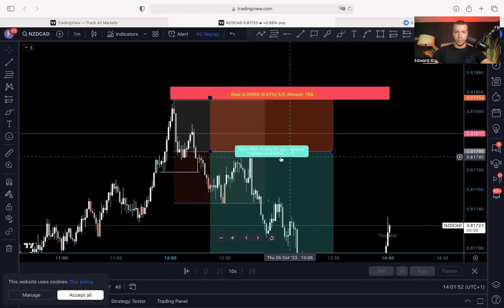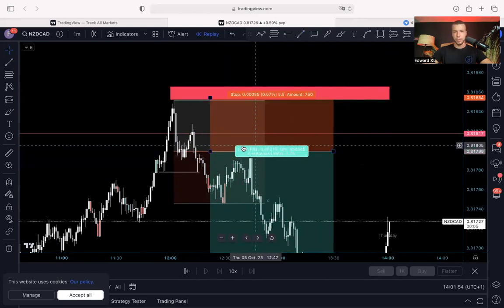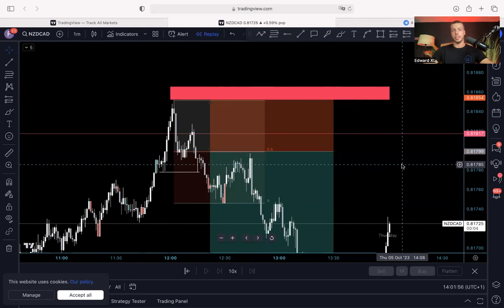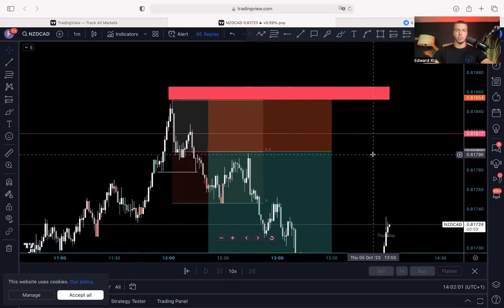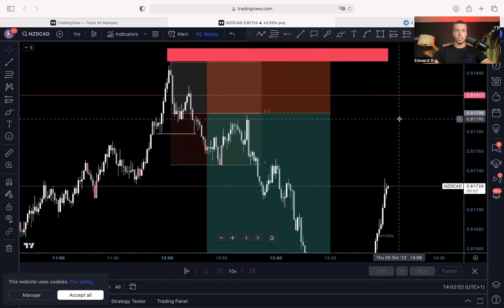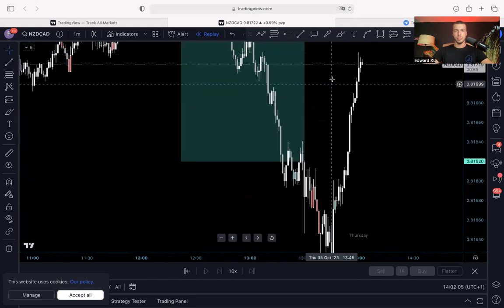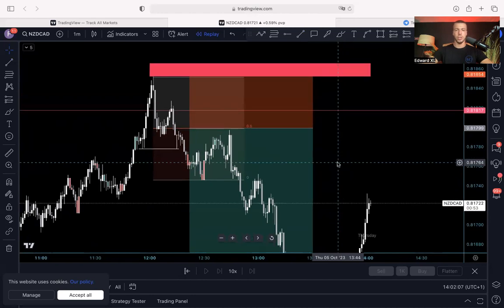I put my entry right here and it missed the entry by 1 pip. As you can see, very unfortunate, but that's how we want to trade. Of course, we will not ever enter below the 0.5, so we don't touch it. We don't get an entry. It smashes take profit right after, but that's not a problem.